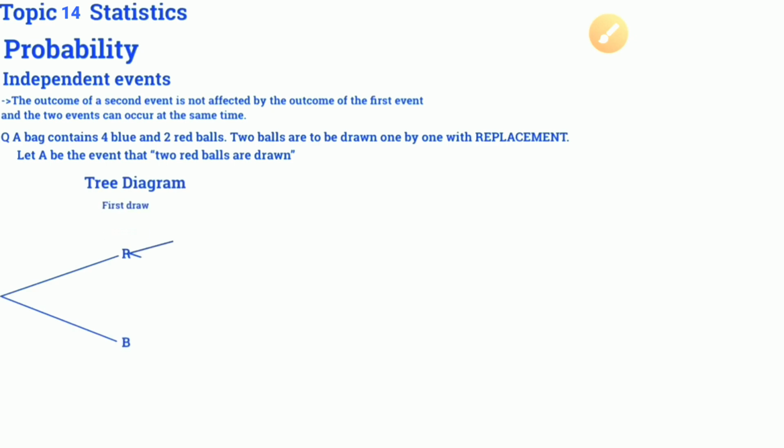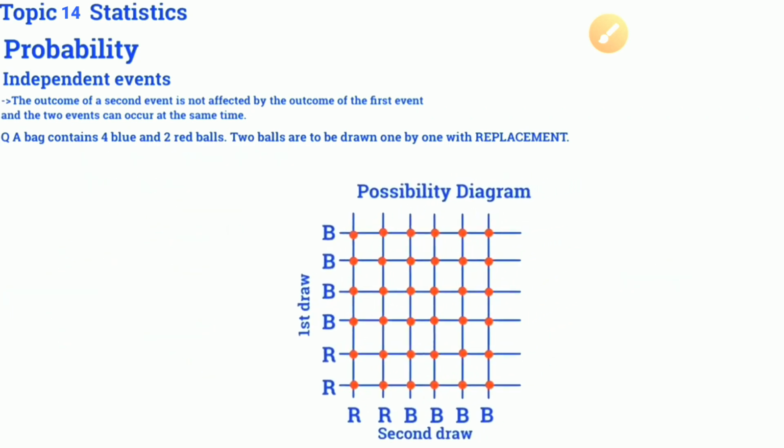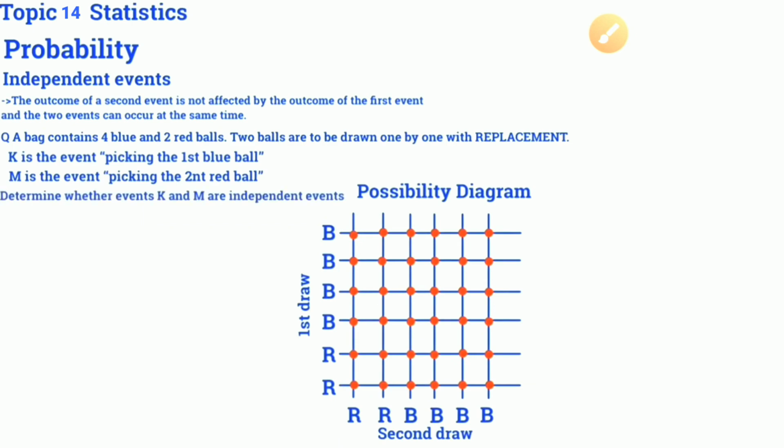The tree diagram. Just like I told you guys. K is the event picking the first blue ball. M is the event picking the second red ball. Determine whether events K and M are independent events.